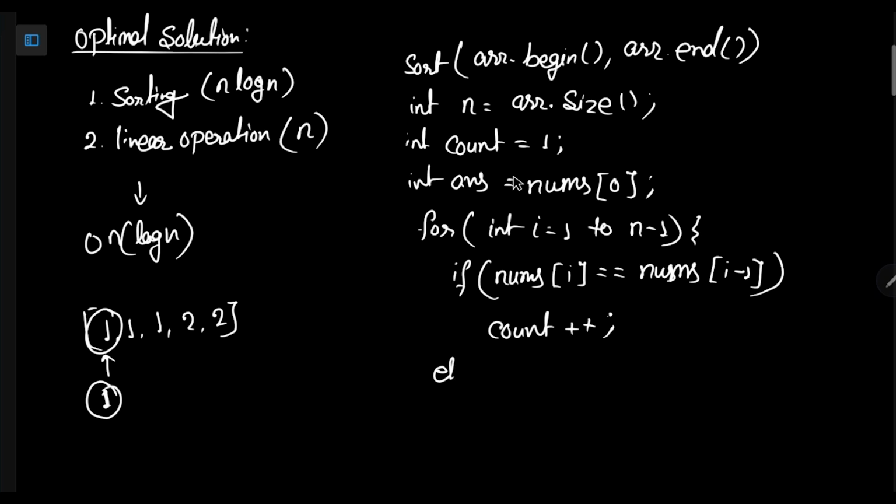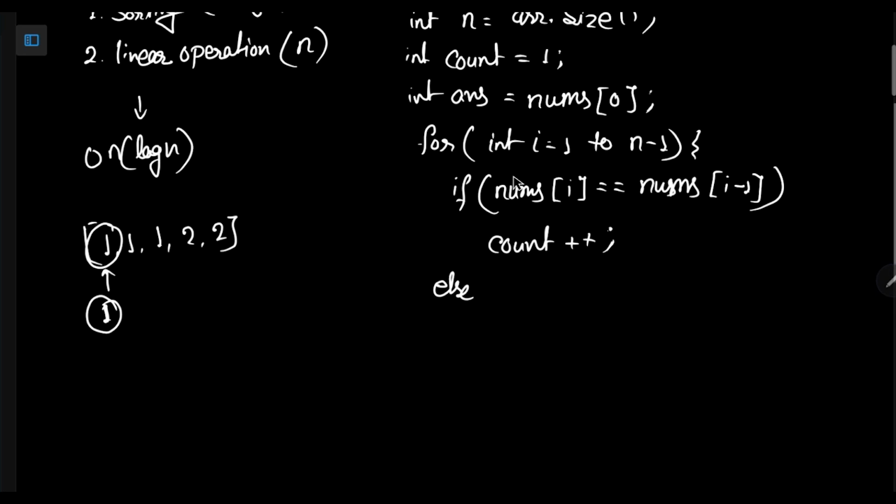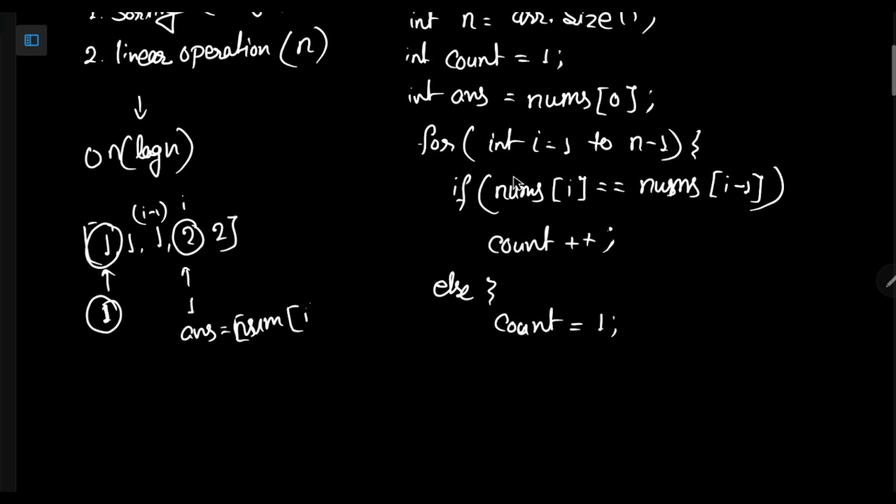Otherwise, count will be 1. Means if we reach at 2 and that time nums of i will not match with nums of i minus 1, so that time we again initialize the count to 1, and in answer we will store the nums at that index value, so answer that time will be 2.